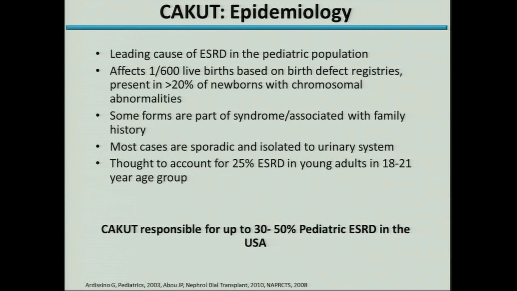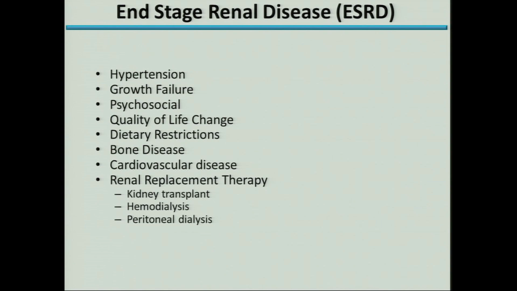So CAKUT seems to be responsible for up to 30 to 50% of pediatric end-stage renal disease in the United States. Why is this important? Well, end-stage renal disease patients, 100% of them will need some sort of renal replacement therapy, such as kidney transplant or a modality of dialysis. And about 70% of these patients will go on to have hypertension and other issues related to the quality of life, including growth failure, psychosocial disorders, dietary restrictions, and can have severe bone disease and cardiovascular disease.